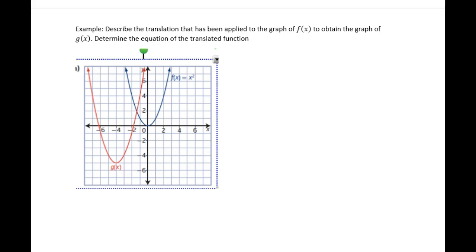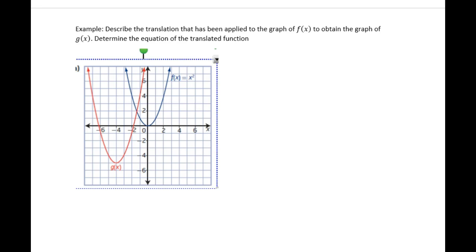Okay, and our last example. What happens if you have the pictures and you have to make the equation? So you're basically doing the opposite of what we've been doing. It says, describe the translation that has been applied to the graph f of x to obtain the graph of g of x. So they're saying f of x is your original. The blue picture is your original picture, and then they want to know what happened to g of x. And then it says determine the equation.